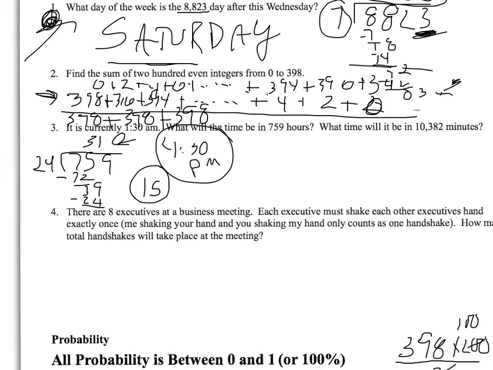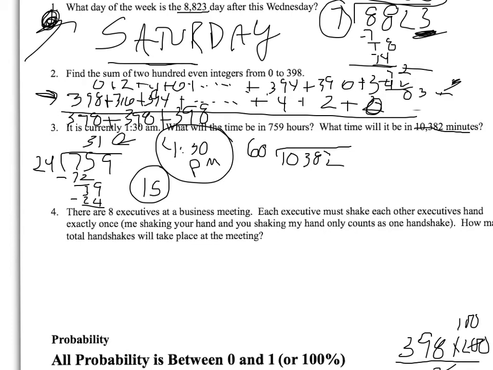Now, what time will it be in 10,382 minutes? Well, same thing. We can divide the minutes by 60 to get hours. Whatever the remainder is, that's the number of minutes later it is. Then we can divide the quotient, which is how many hours we have, by 24. So let's take a look at this. We have 60 minutes in 1 hour. That goes into 10,382.